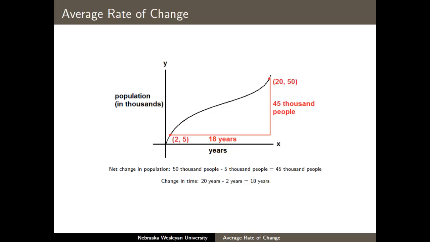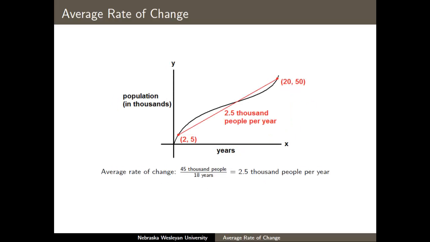And it took us 18 years to accomplish that because we ended at year 20 and we began observing at year 2. And so 20 minus 2 is giving us the 18 years that it took. And that means an average rate of change of 45,000 people divided by 18 years, which comes out to 2.5 thousand people per year, or 2,500 people per year.